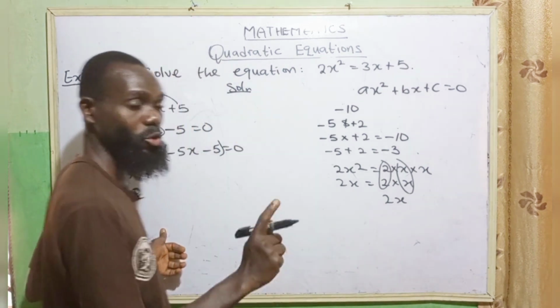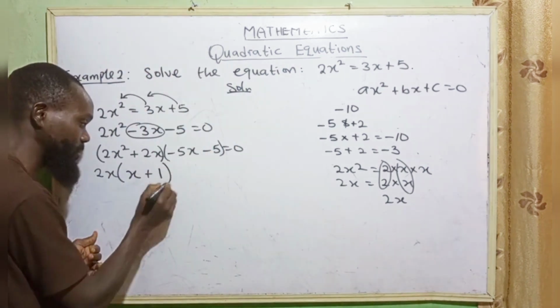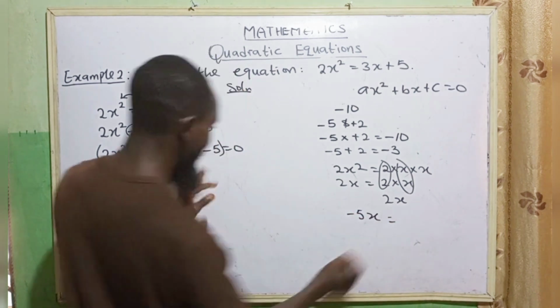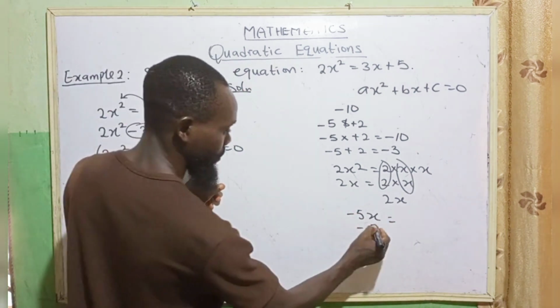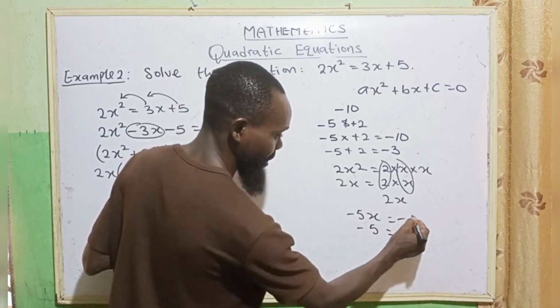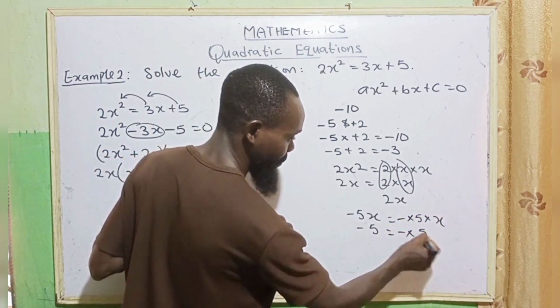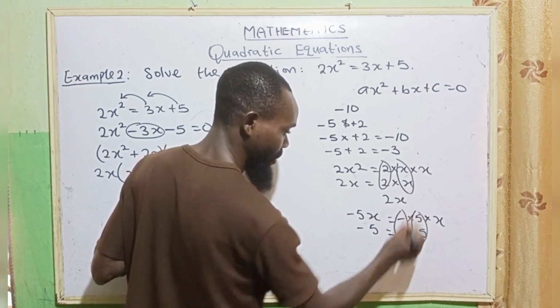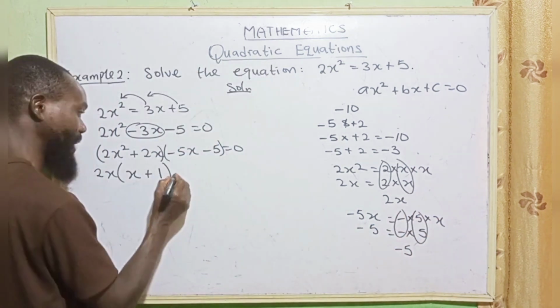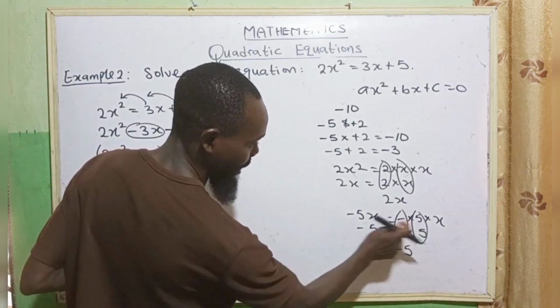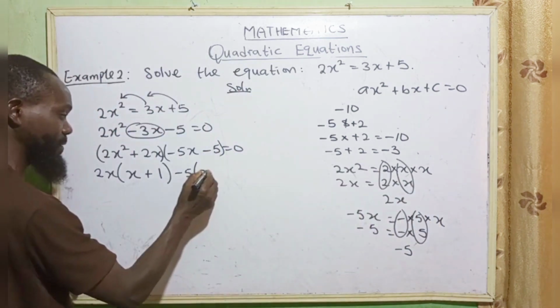If there is no more value, you use what? 1. Now what is common in both? Minus 5x, then minus 5. We have minus times 5 times x. Here we have minus times 5. Minus is common, 5 is common, so we have minus 5. So minus 5 is common. Open brackets. When you remove minus 5, you'll be left with x.